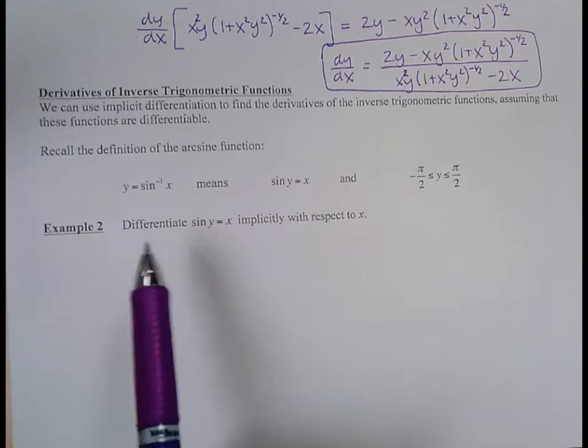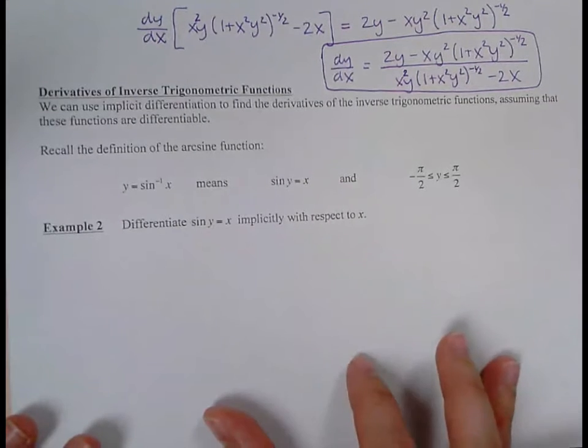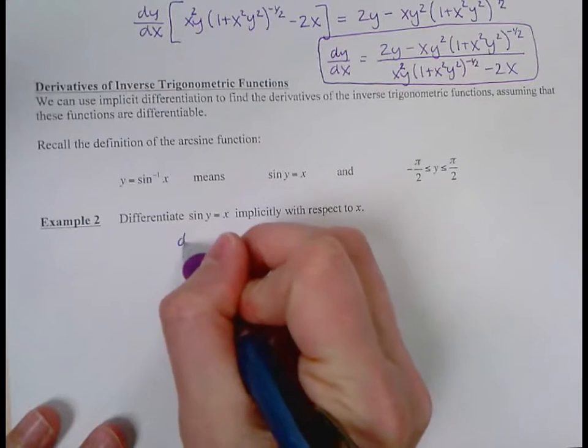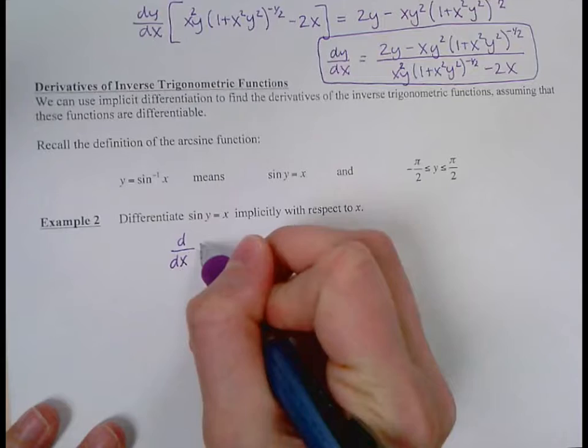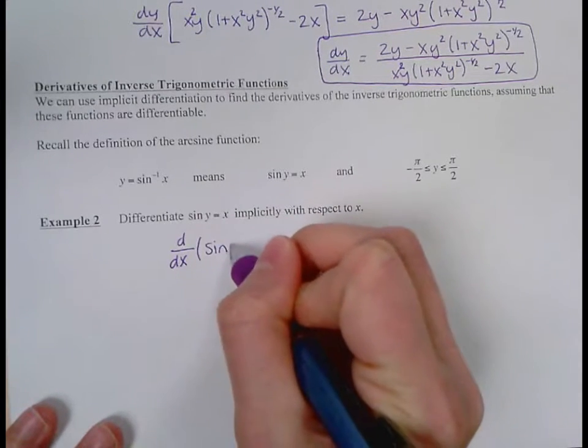So we are going to differentiate sine of y equals x implicitly with respect to x. You can see why the rule is what it is. That would be explicitly, but that would just be the rule. I'm trying to show you where it comes from. So I am going to differentiate both sides with respect to x.